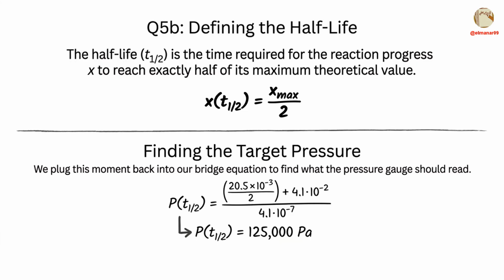The calculation gives us P sub 1/2 equals 125,000 pascals, or 125 kilopascals. So to find the half-life, we don't look for half the pressure, 75 kilopascals. We look for the pressure that corresponds to half the progress, which is 125 kilopascals. Let's find it on the graph.